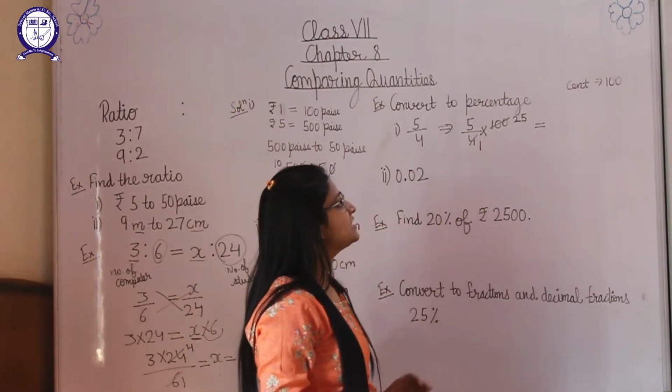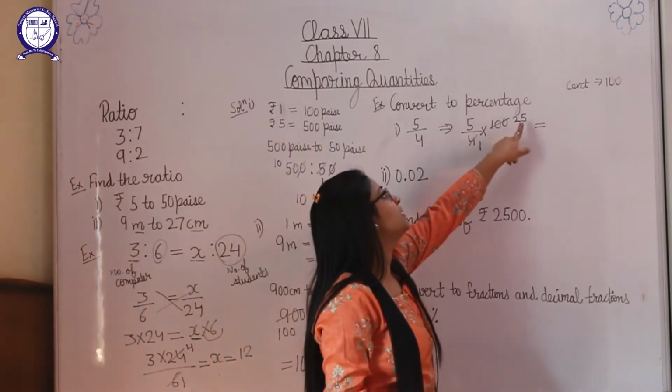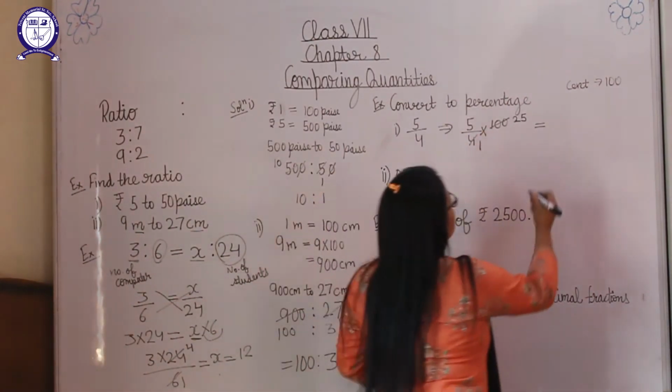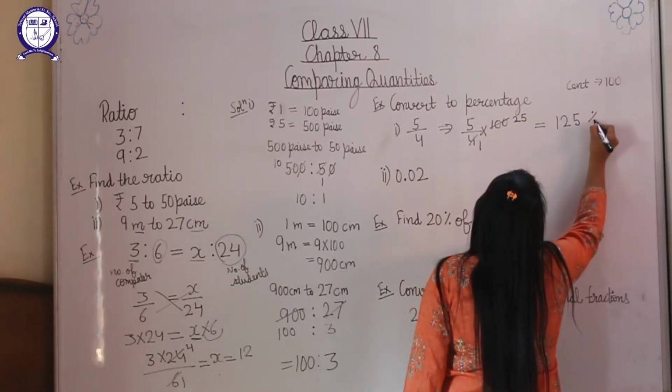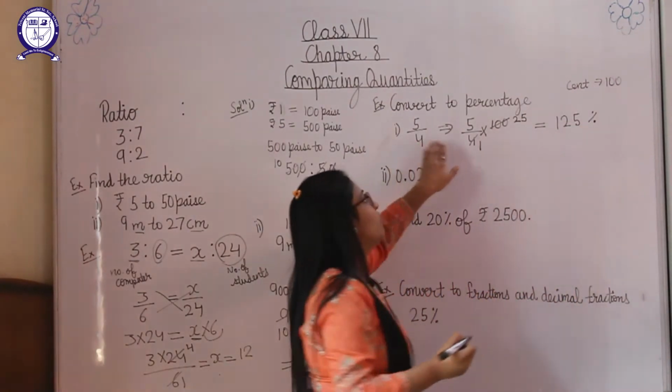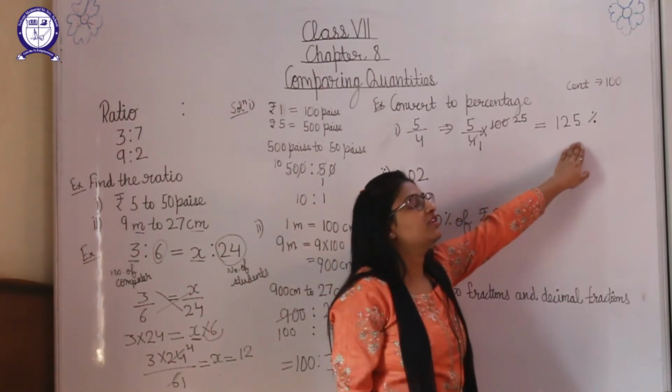Now what is left in the numerator? 5 and 25. So 25 5s will be 125. So what can we write? We can write that 5/4 in the form of percentage is 125%.